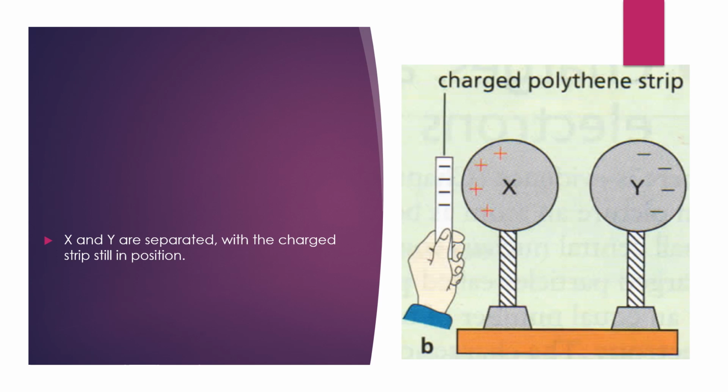So you will get two metal spheres with different charges. The X will have fewer electrons, or we call it positively charged. The Y will gain the electrons, or be negatively charged.